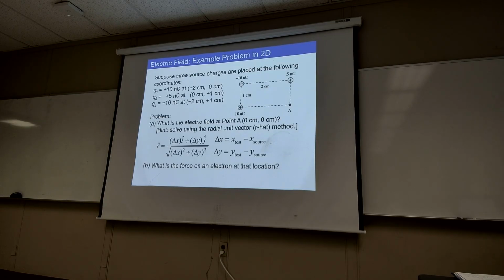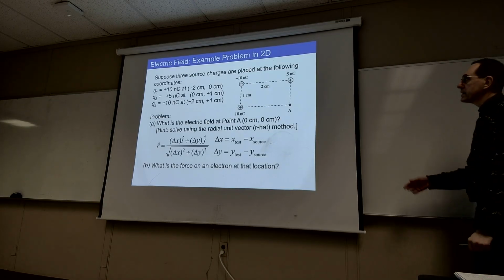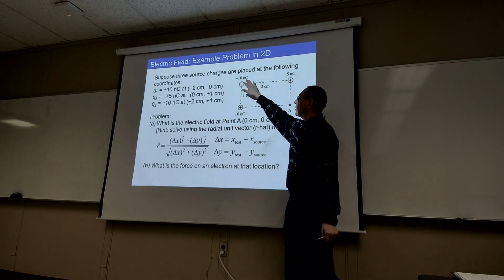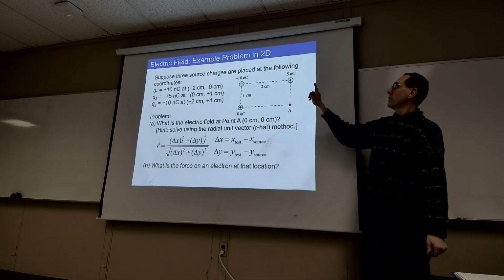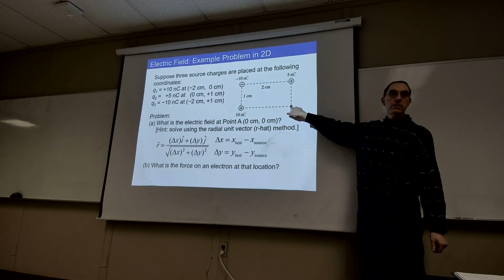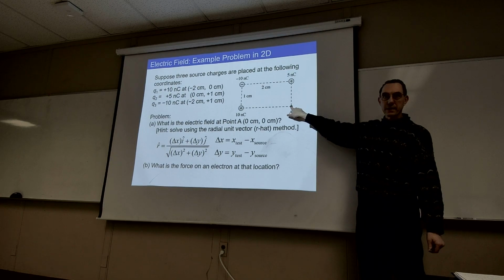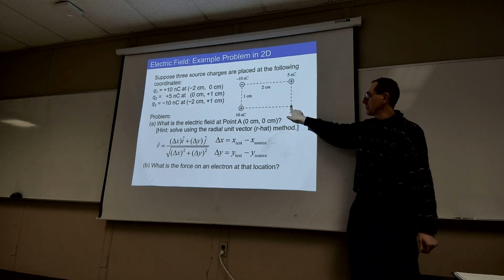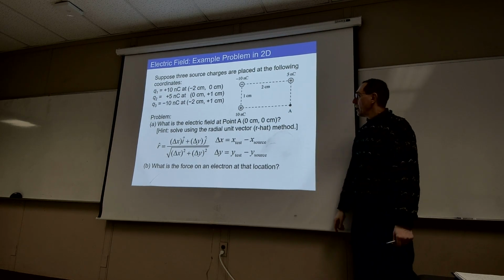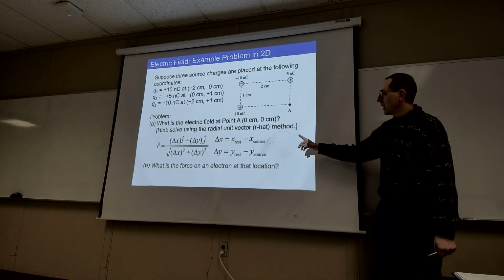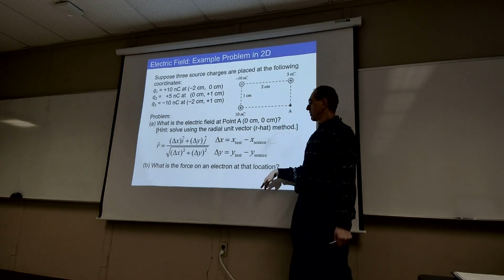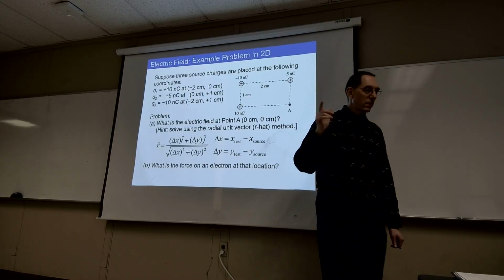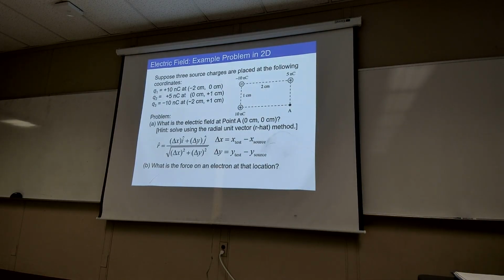Okay, so here's the example. In this case, we've got 3 point charges, negative, positive, positive, different values. And I'd like to know what is the net electric field at point A. Okay, point A is at the origin. And then the second part of this problem is, if I were to drop an electron at point A, what would be the force on that electron? Okay? So let's start with part A first. Next slide.